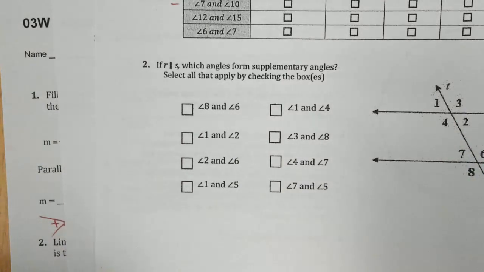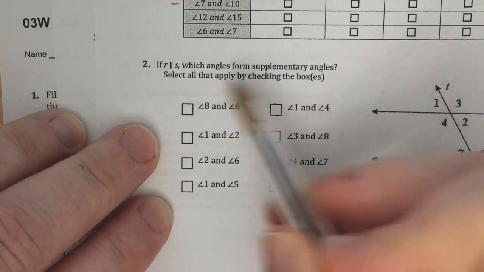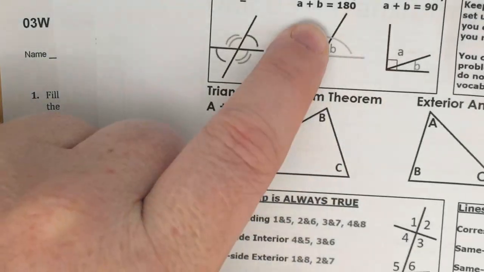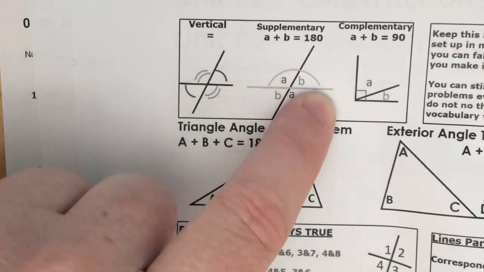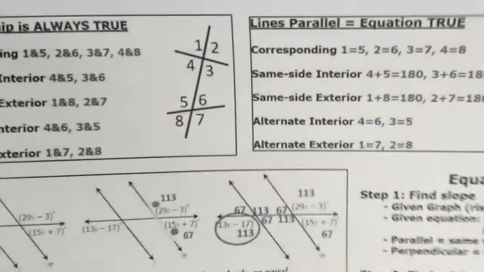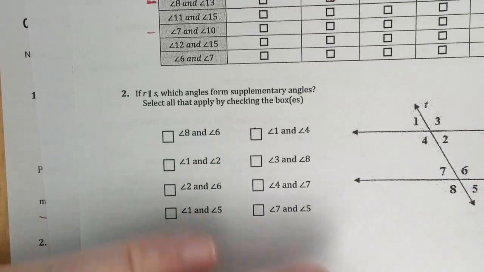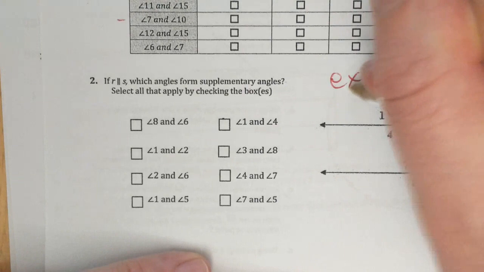Okay, number 2. If the lines are parallel, they form supplementary angles. Now here's the thing. Supplementary angles are basically any angles that add up to 180 degrees. So we're used to seeing this, but supplementary could be any angles that add up to 180 degrees. All right, so let's just do an example, a random example.